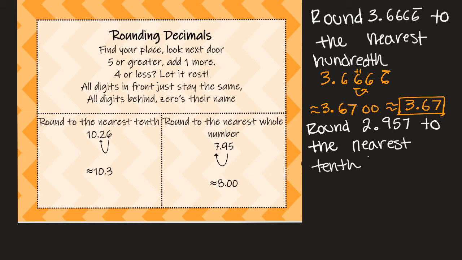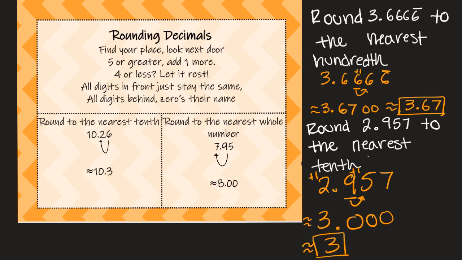All right, last example. Round 2.957 to the nearest tenth. The 9 is in my tenths place. So I find my place. I look to the right. 5 is 5 or greater, so I add 1 to the 9. That becomes a 10, so I have to write the 0, carry the 1, and add that 1 to 2. Okay, and then all digits in front, we had to carry over our 1s. Then all digits behind, 0 is their name. So this one rounds to 3.